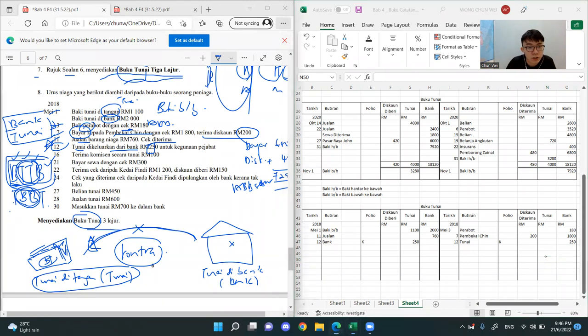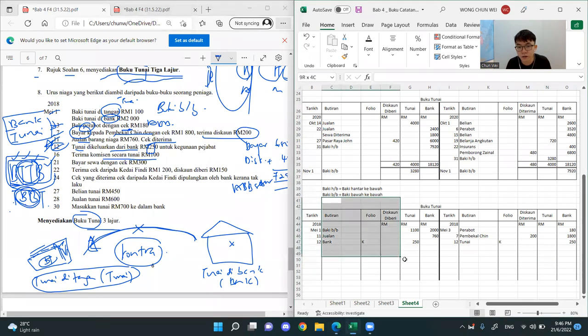After 12, we go to 16. So 16, you terima commission secara tunai. You terima tunai. So debit side, 16. Remember, commission. So this is a commission diterima. So how much? 100 ringgit. So is it tunai or check? This is a tunai. So tunai, 100 ringgit.